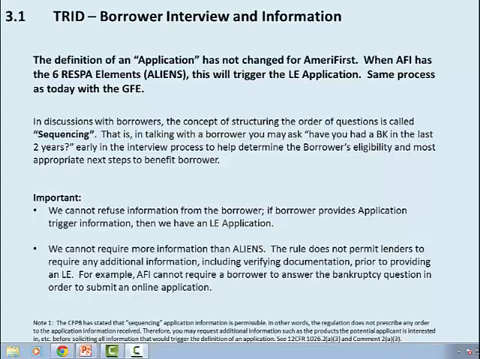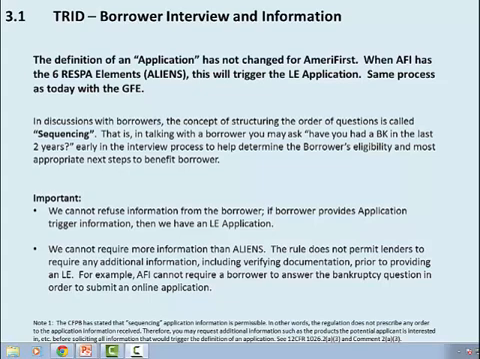This slide talks about sequencing during the loan information interview. Same as today, the ALIENS information is what triggers a RESPA application. The ALIENS are: A is for address, L is for loan amount, I is for income, E is for estimated loan amount, N is the borrower's name, and S is the borrower's social security number.